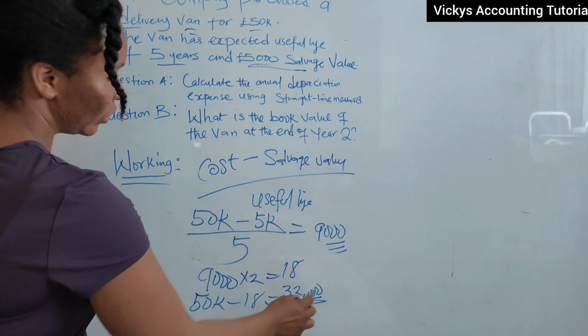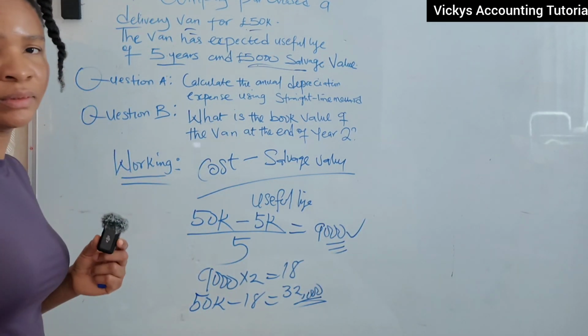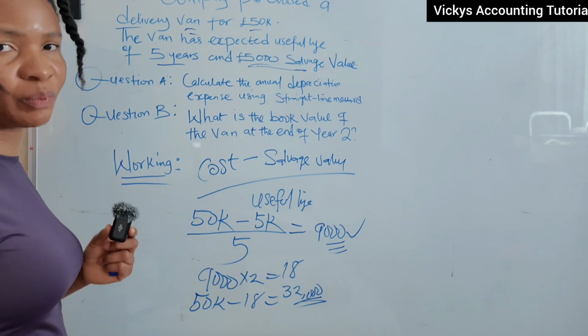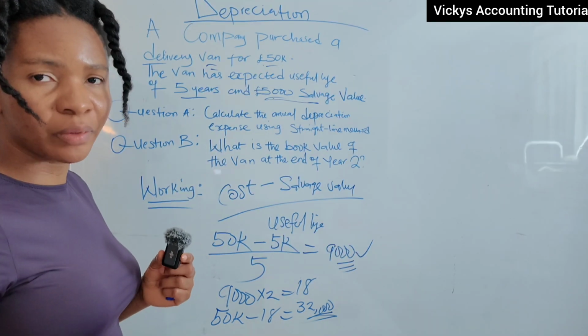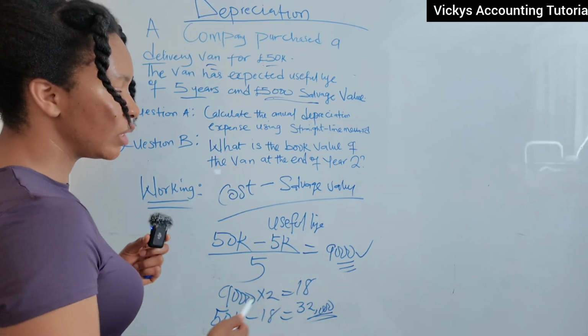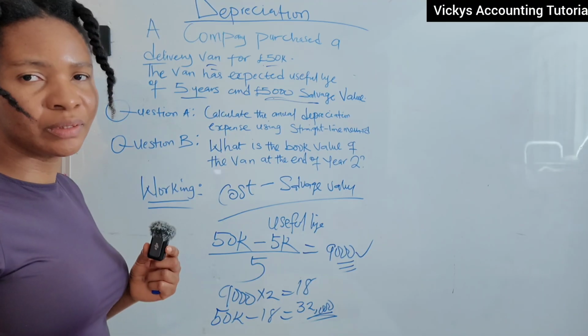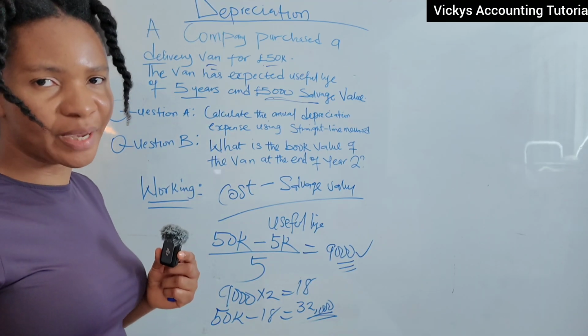So at the end of the second year, the carrying amount or the book value of this van will be 32k. So in the first year, we charged 9,000 to the profit and loss statement as the expense. So in the second year, we will also charge 9,000 as depreciation expense within the profit and loss statement. And our book value is 32,000 by the end of the second year.